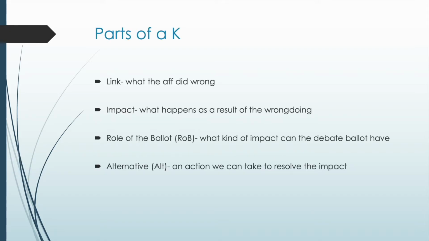So I think it's best to start with a quick review of what the parts of a K are. There are four main parts to a K. There's the link, which is what the AF did wrong, the impact, which is what happens as a result of the AF doing that wrong thing, the role of the ballot, which is the framing mechanism for the K that asks the question, what kind of impact can the debate ballot have? And then you have the alternative, or alt, which is an action that we can take to resolve the impact, to lessen the conditions created by the impact described earlier in the critique. So these are the basic parts of a K.